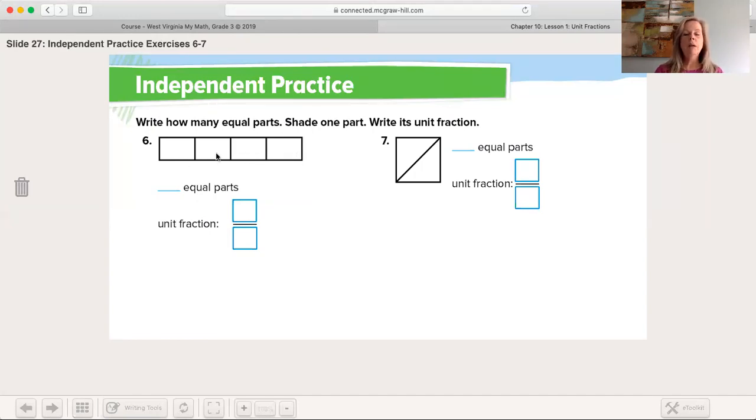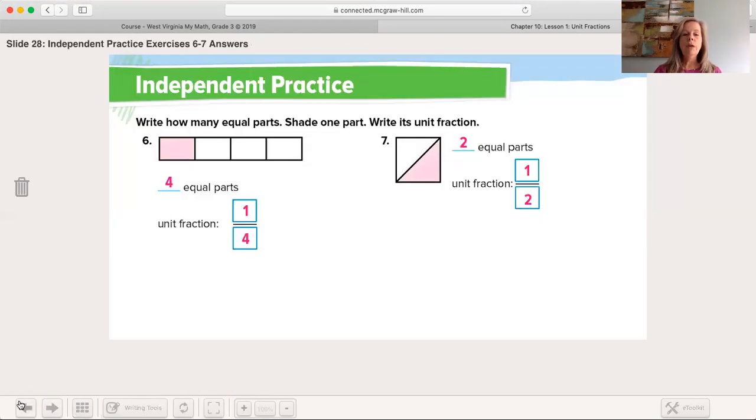How many equal parts is the rectangle divided into? And then write the unit fraction. How many equal parts is the square divided into? And what is the unit fraction? Do that now. You may want to stop the video to give you a little more time, and then we'll check your answers.